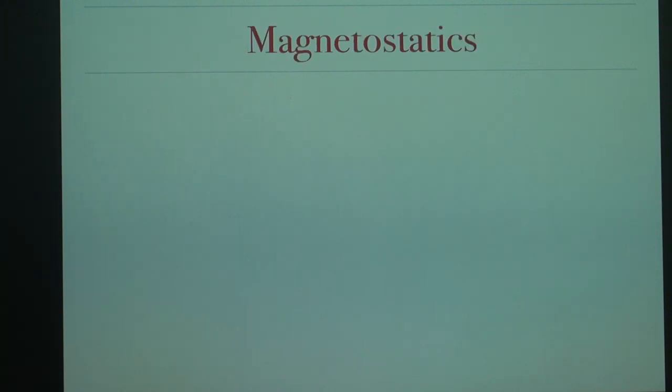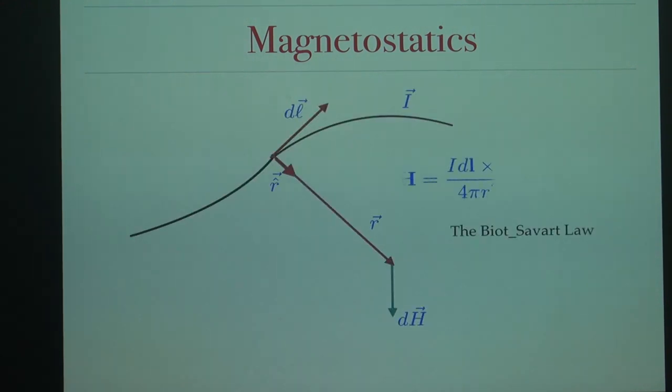On the other hand, we have magnetostatics. If I have an electric current going over a wire, this is the geometry of the phenomenon: there is a tangent vector which I denoted by dl, and there is a radius. Looking at a certain distance from the wire, there is a magnetic field, dH, given by that formula, and that is what is called the Biot-Savart law. And that is a magnetic field. The units of magnetic field are amperes per meter in our legal unit system.